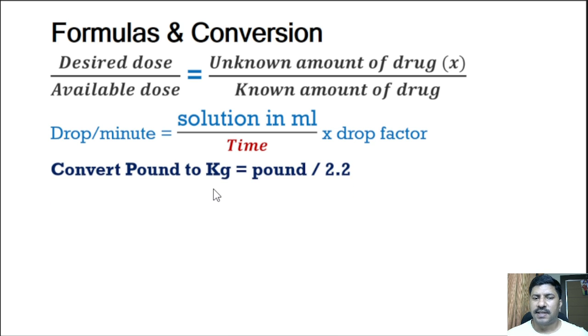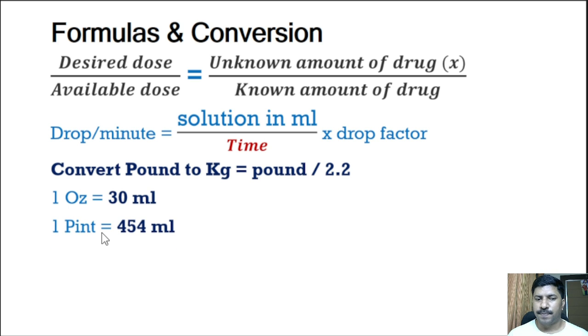Next, we need to understand some conversions. To convert pounds to kilograms, we divide the pounds by 2.2. We need to understand some other terms also. Sometimes in pediatric setups, the question mentions 1 ounce, so we need to convert it into milliliters. 1 ounce is equal to 30 milliliters.